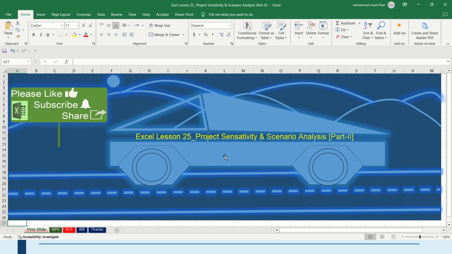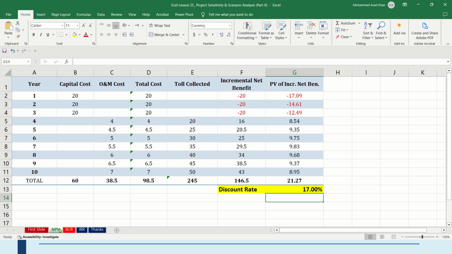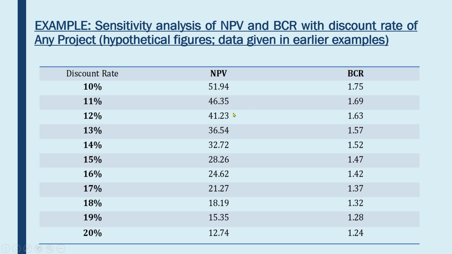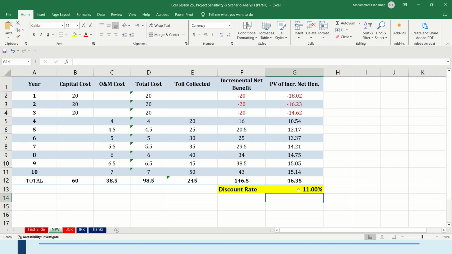So coming to the Excel sheet, see here, if I change it, it is 17%. If I change it to a 10% discount rate, see, it's 51.94, the NPV. And then if I change it to 11%, it's 46.35. So this sheet, you will find it attached in the description, the link, and you can download it and check it yourself.